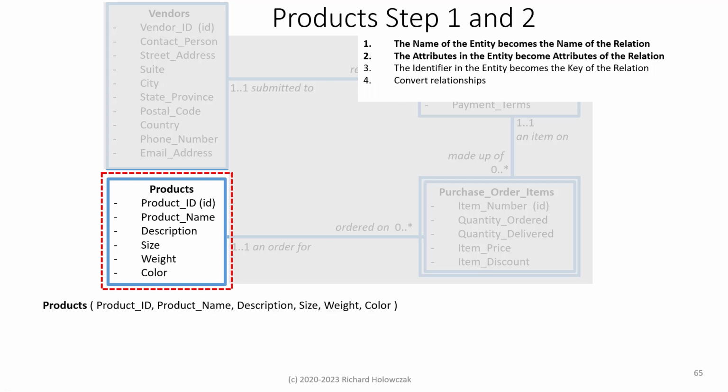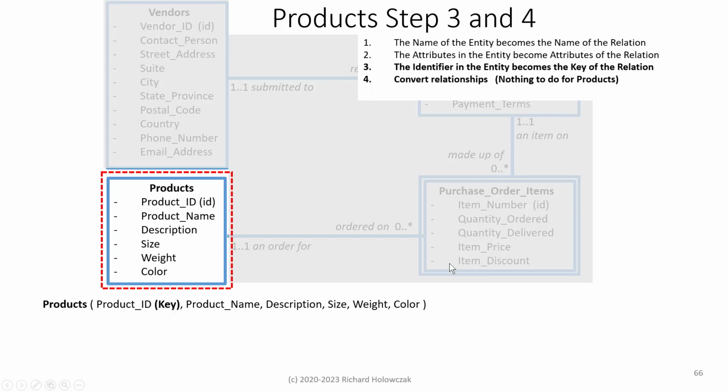I actually put 2 steps together here. We're converting products. We got the name of the relation, and we copied in all of the attributes. And now for step 3, product ID becomes the key. And then there's nothing to do for foreign keys because the products entity only appears on the one side of a one-to-many relationship. So that's it. Products gets converted, very, very straightforward.